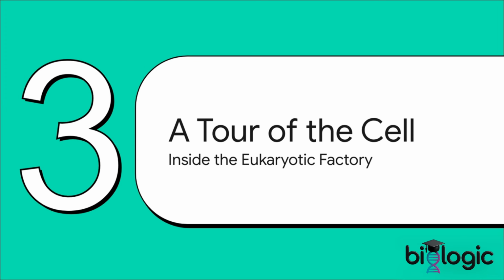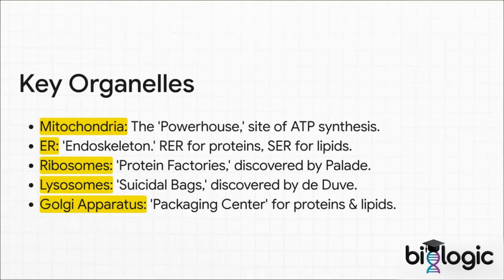So now that we've got the eukaryotic model down, let's take a tour inside. The best way to think about a cell is like a busy factory. Every little organelle is like a specialized department, making sure the whole operation runs without a hitch. Here's a quick-fire round of the major players. You've got the mitochondria, the powerhouse, generating all the energy. The endoplasmic reticulum, that's the main factory floor, making proteins and lipids. Ribosomes are the actual machines doing the assembly.